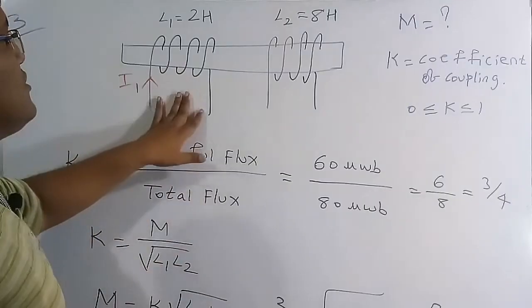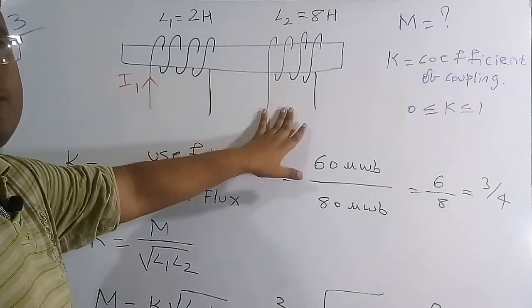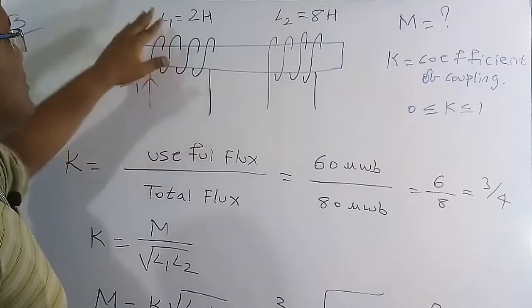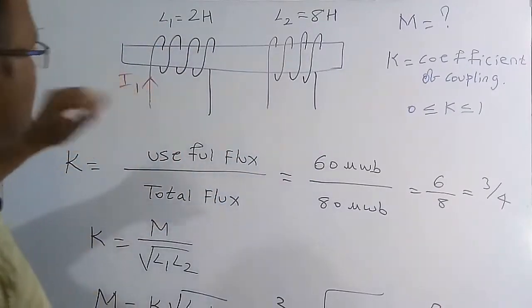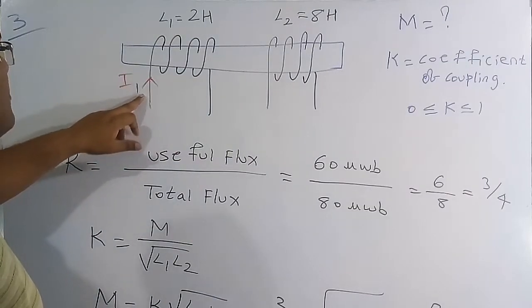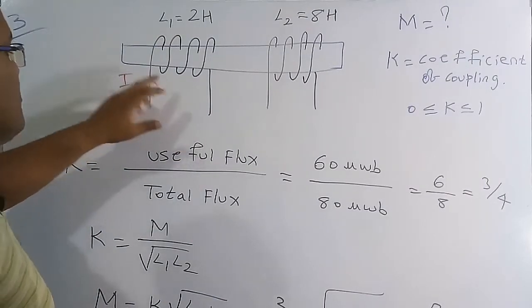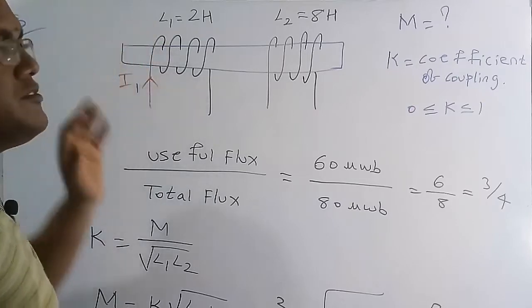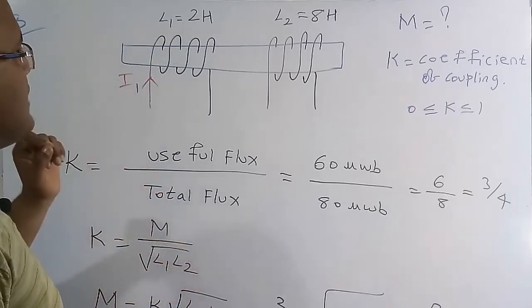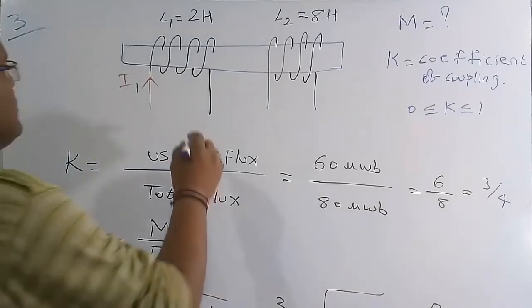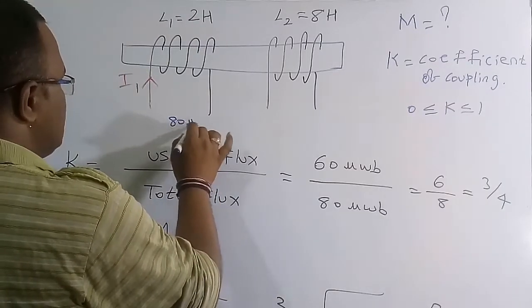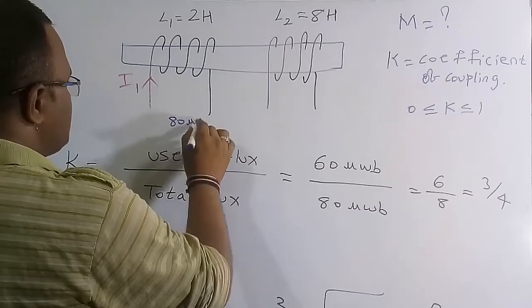So basically in this question they are given two coils, L1 and L2. Coil 1 has an inductance of 2 Henry and coil 2 has an inductance of 8 Henry. Now suppose there is a current I1 flowing in coil 1. Because of this current I1, it is going to produce some amount of flux. In this question they have given the total flux produced by coil 1, which is equal to 80 microweber.